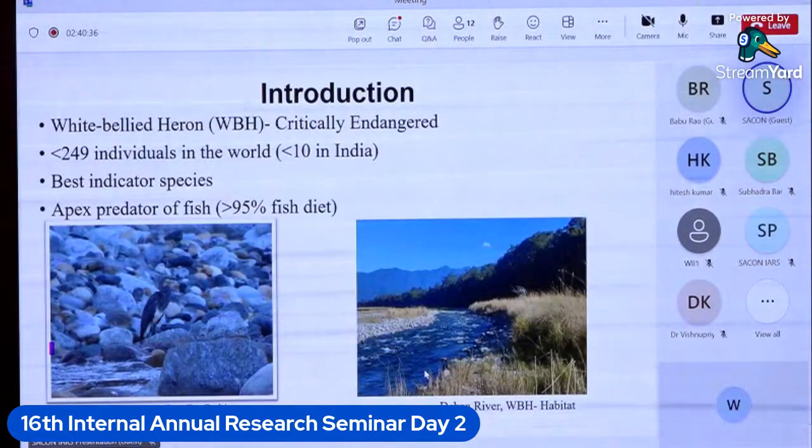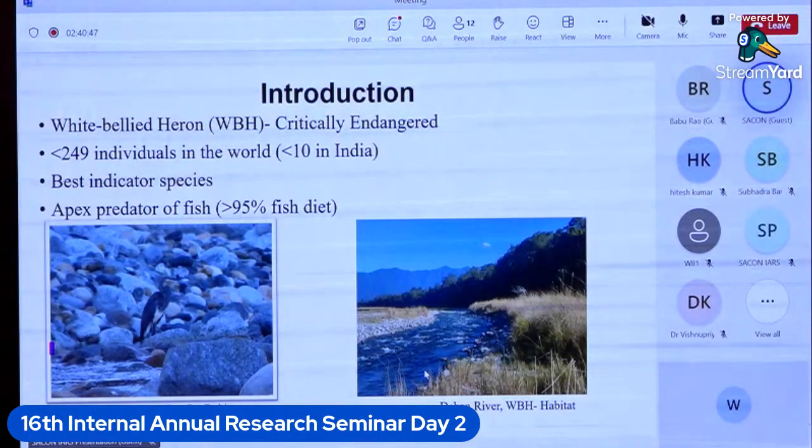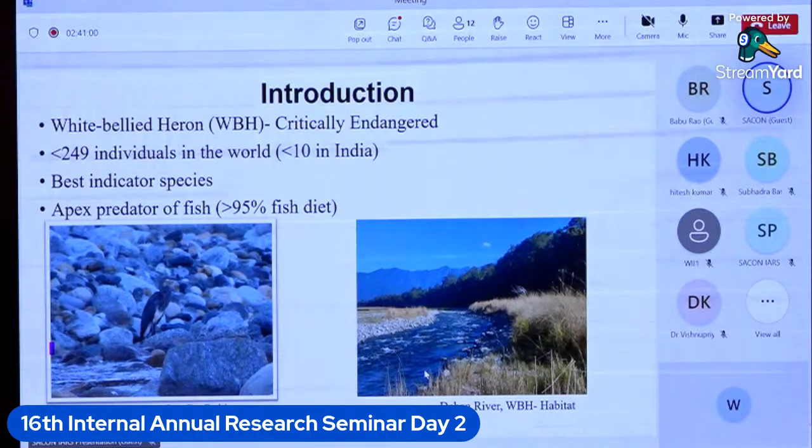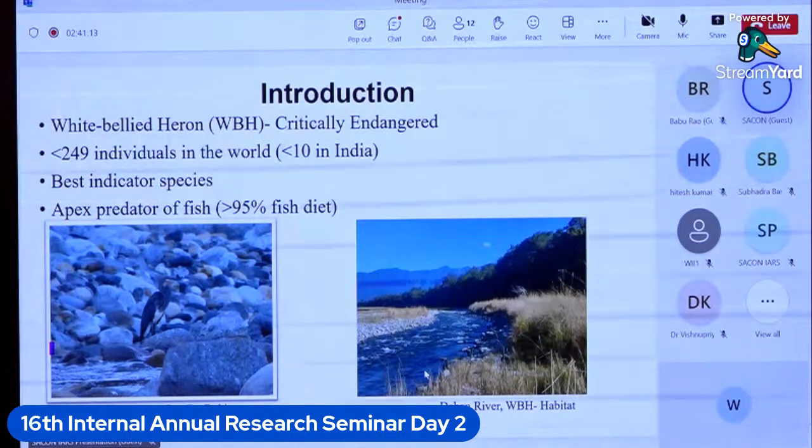One such species is the White-bellied Heron, which is being affected by anthropogenic processes from humans. Now it is at the risk of extinction. It is currently listed as critically endangered under the IUCN category. It is confined to the eastern Himalayas, especially Bhutan and the eastern part of India. It is estimated to have fewer than 250 individuals worldwide. Recent studies suggest that India has fewer than 10 individuals.